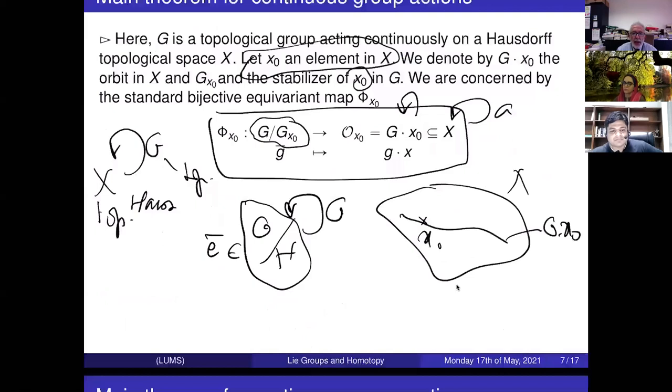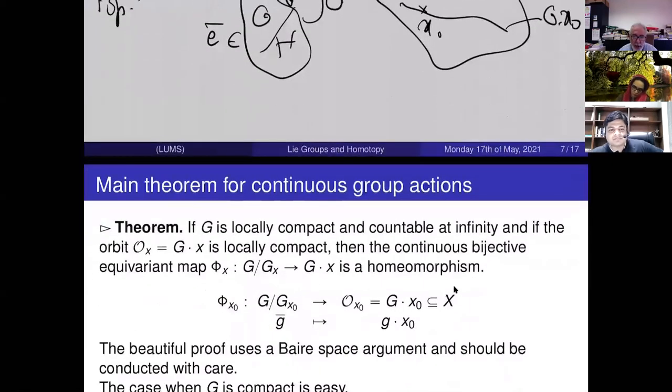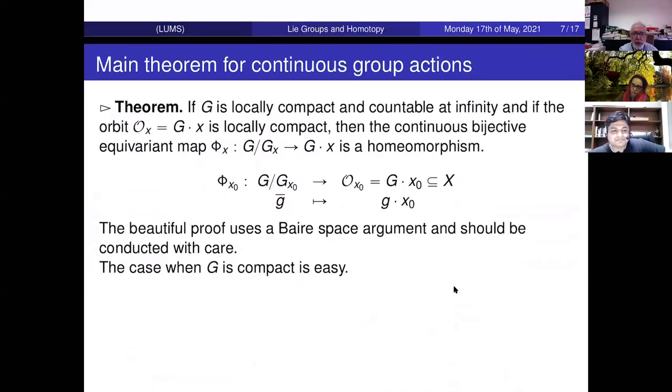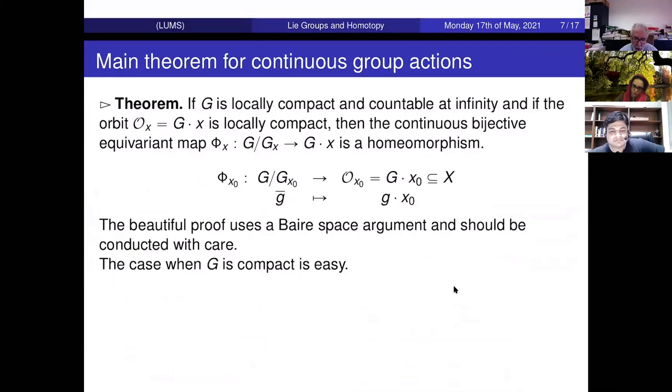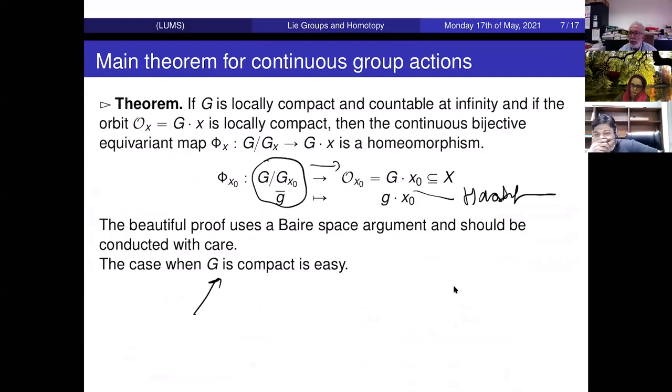Let us see, for instance, when it happens. If G is compact, the quotient is compact. Here you have a bijective continuous function going from a compact set to a Hausdorff set, so it will be a homeomorphism. So it is easy in the case of a compact group that the equivariant maps are all homeomorphisms. But in general, this is not the case.